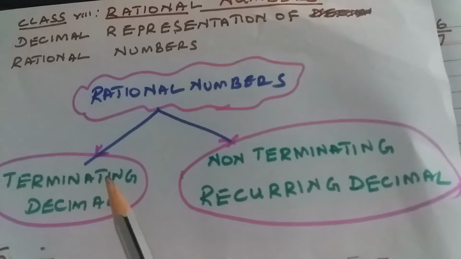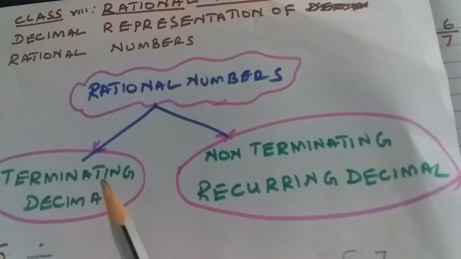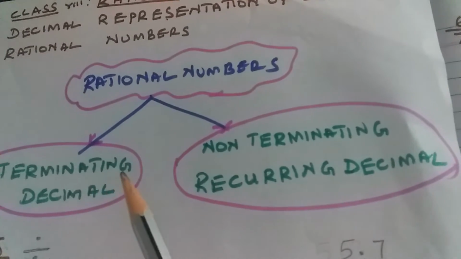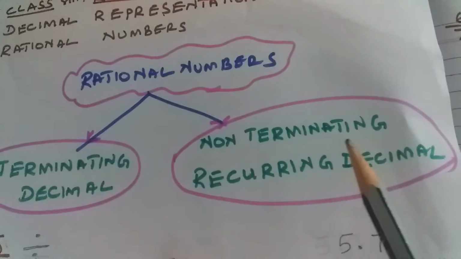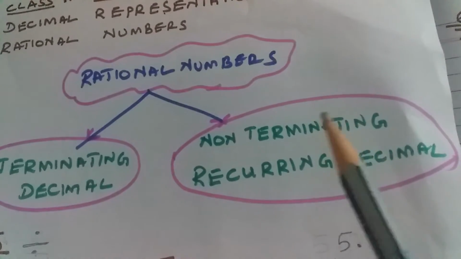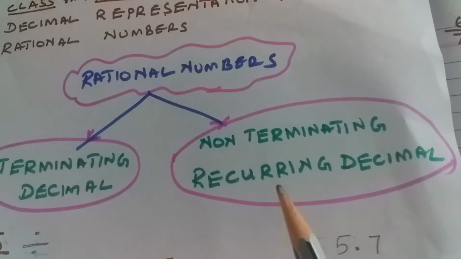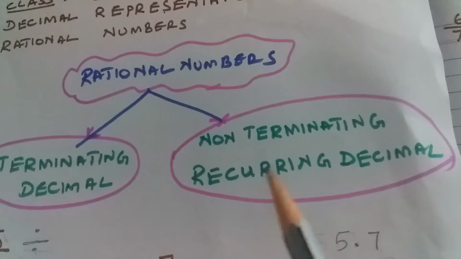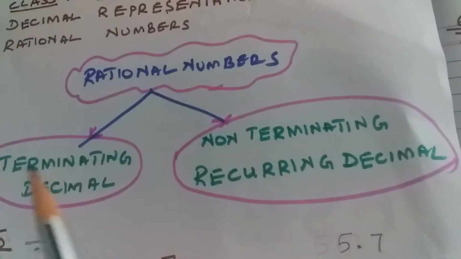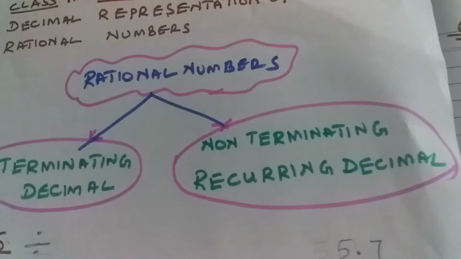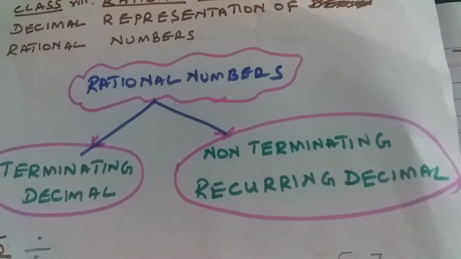What is the meaning of terminating? Terminating means ending. It has an end. That is, when you are dividing, the remainder becomes 0, so the sum will come to an end. That is called terminating. And non-terminating, there is no end. The sum is never ending. And recurring means repeating. The same digits will repeat again and again. That is the meaning of recurring. So there are two types of decimals: terminating decimal and non-terminating decimal. In any one of the ways, any rational number can be written.